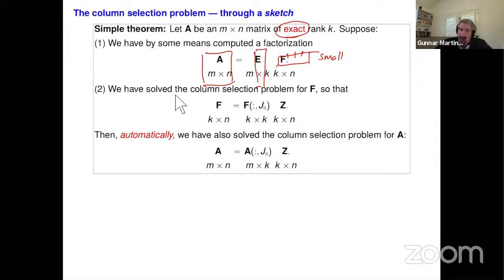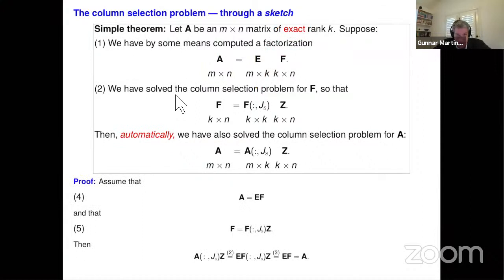You're automatically done. And because the columns you pick for F automatically work for A as well. And maybe this is obvious to everyone because the proof is, as I said, literally just taking the two assumptions and plugging one into another. So I'm almost embarrassed to call this a theorem. It's very simple. But the first time I saw it, it was something that I had not thought about. So it was sort of an interesting thought, nevertheless.